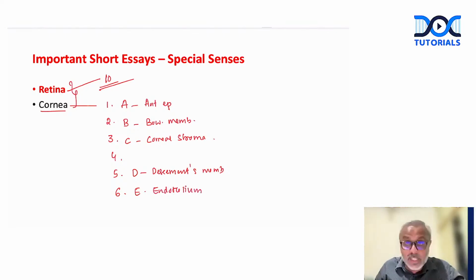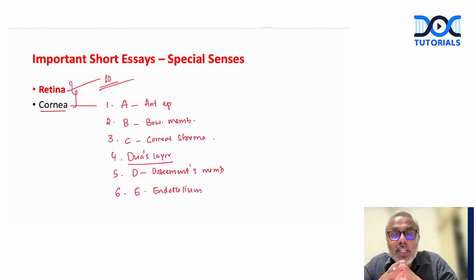But what we need to highlight here is a layer called Dua's layer. Remember, this Dua's layer was actually described for the first time by an Indian, Dr. Harminder Dua. So make sure you mention this layer and also highlight it. Okay, so this is how you should describe it.